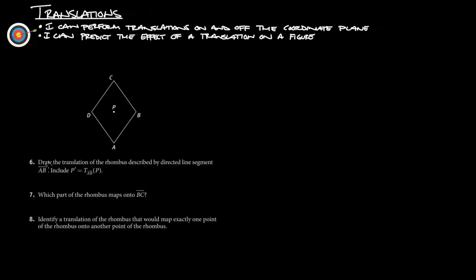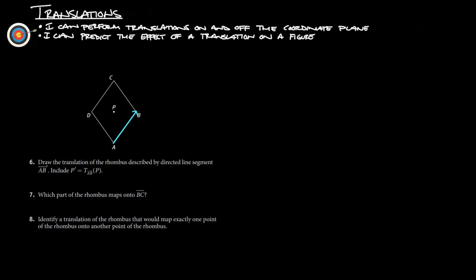Okay, last little set of problems here. Draw number 6. Draw the translation of the rhombus described by directed line segment AB prime. So this is some different notation when we're not using the coordinate plane. This is just out in regular old space without any grids or anything like that. So this AB, we want to think of this really kind of like a ray. So it would be like starting from A, going up to B, and we're going to take every one of the points and we're going to move it that far.